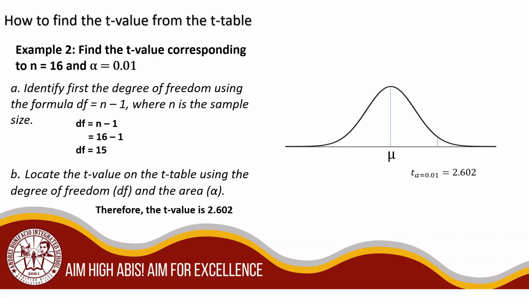Illustrating that on a graph, we have the t is equal to 2.602. So andyan siya sa part na yan. And then of course, yung area or yung alpha, which is 0.01, ay dun sa part na yon sa right side. So andito siya. Okay, so yun po ang kung saan makikita sa graph yung 2.602.